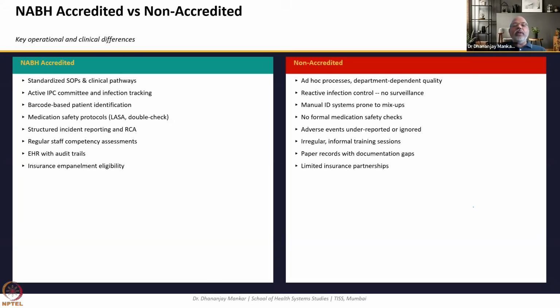Then comes the other part, the non-clinical, which is more towards adverse events being under-reported or ignored. This might be because of the culture, or sometimes the hospital may feel that there will be a lot of punitive actions taken by the municipal corporation. Because of huge errors, they may even ignore or underreport them, and these are being seen.